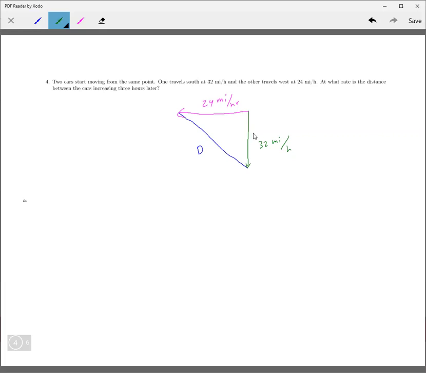Okay, so let's call this one y and this one x, okay? So d squared is equal to x squared plus y squared. There's an equation that involves them. And so now we take a derivative of this with respect to t. And again, this one's going to be 2d dd dt. And this is going to be 2x dx dt. And this is going to be 2y dy dt. Okay, and then the 2's are going to cancel.